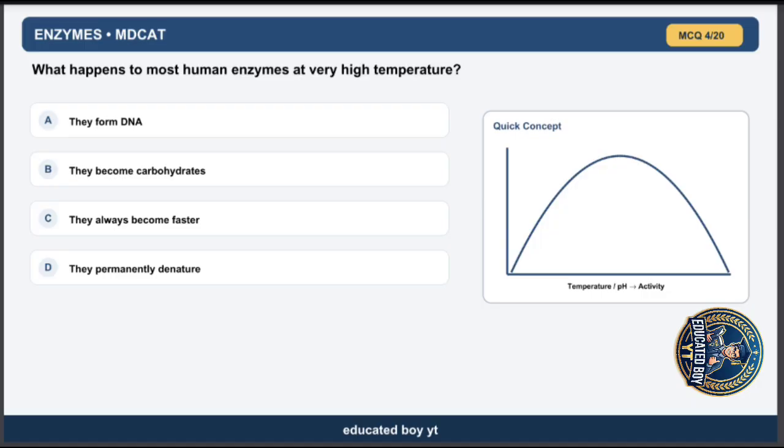Question number 4. What happens to most human enzymes at very high temperature? Option A, they form DNA. Option B, they become carbohydrates. Option C, they always become faster. Option D, they permanently denature. Right option is option D. Option D is correct.